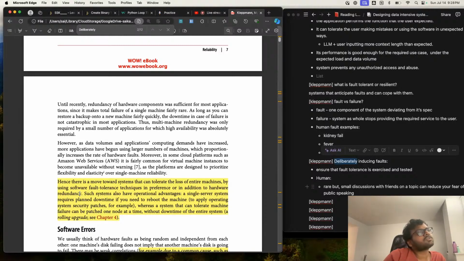Such systems also have operational advantages. A single server system requires planned downtime if you need to reboot the machine to apply operating system security patches, for example, whereas a system that can tolerate machine failure can be patched one node at a time, a rolling upgrade.